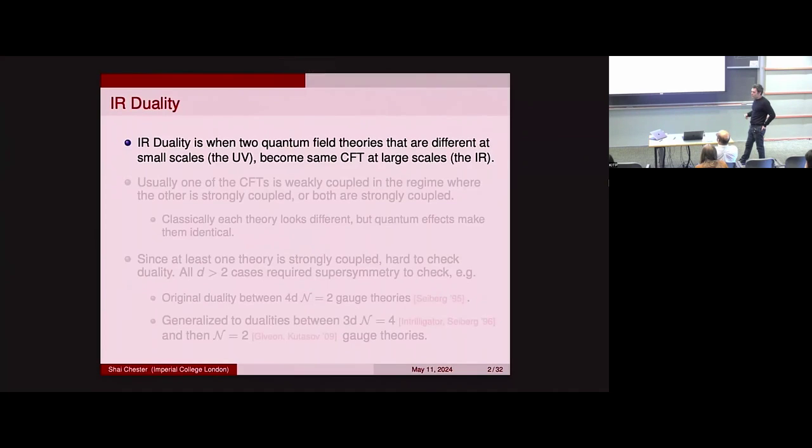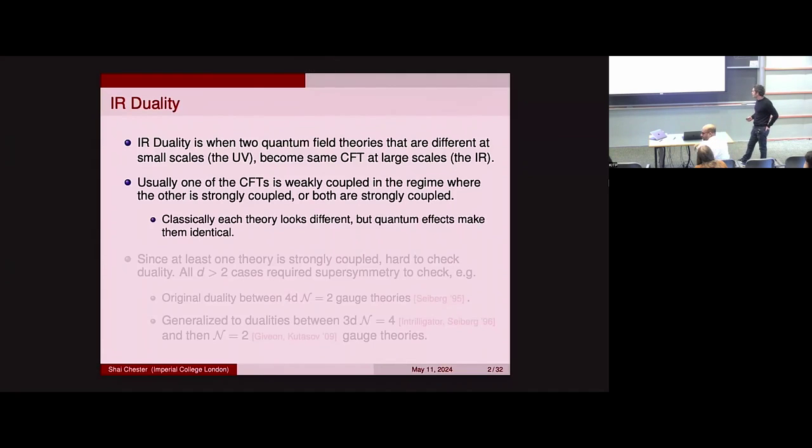Okay, so what is this concept of IR duality? IR duality is when you have two quantum field theories that are different at small scales, what we call the UV, but they become the same conformal field theory at large scales, what we call the IR. Usually in this scenario, one of the CFTs is weakly coupled in the regime where the other is strongly coupled, or they are both strongly coupled. Another way of saying it is that classically, each theory looks very different, but as a result of quantum effects, they in fact become identical, which is why this is an interesting and surprising phenomenon.